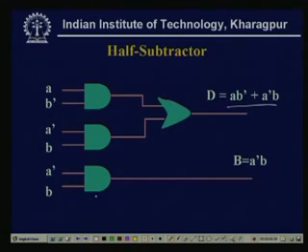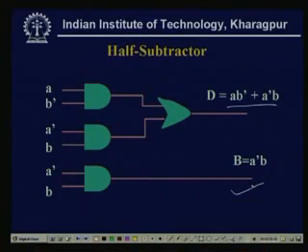And the borrow is A dash B. So, again it is a 2 input AND gate, only one input is A dash and the other input is B. So, this is totally similar to my half adder. The half adder and half subtractor are almost the same, only the expression of borrow differs from the expression of the carry, but the sum and the difference are totally the same.